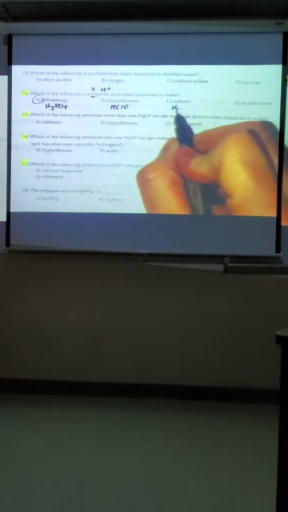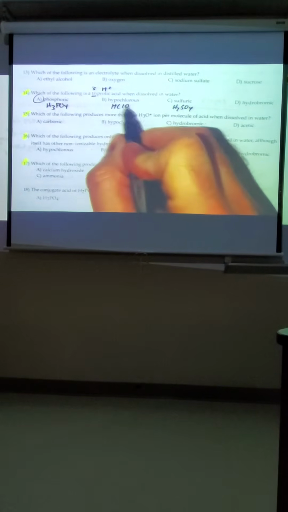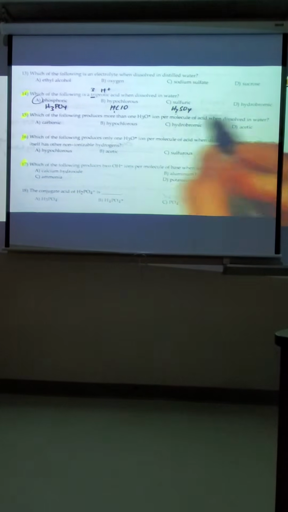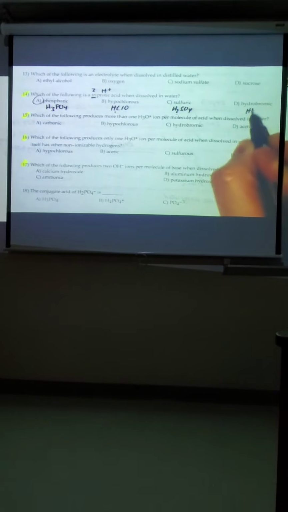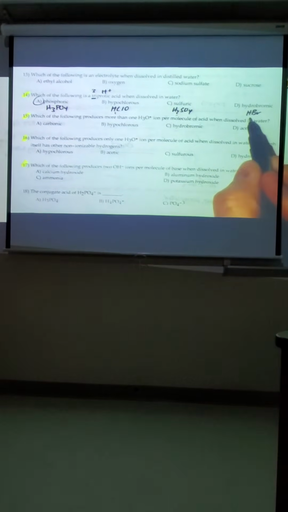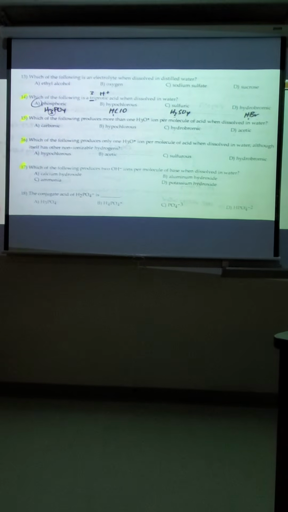Just for practice though, hypochlorous is going to lose 2 oxygens, HClO. Sulfuric, H2SO4, that's diprotic. Here was monoprotic, it's got 1 hydrogen versus 2. Hydrobromic is HBr, came from bromide. So again, here we have 1, here we have 2, here we have 1. So these are monoprotic. Here's diprotic, and then here's triprotic, having the 3 H+ ions on phosphate.